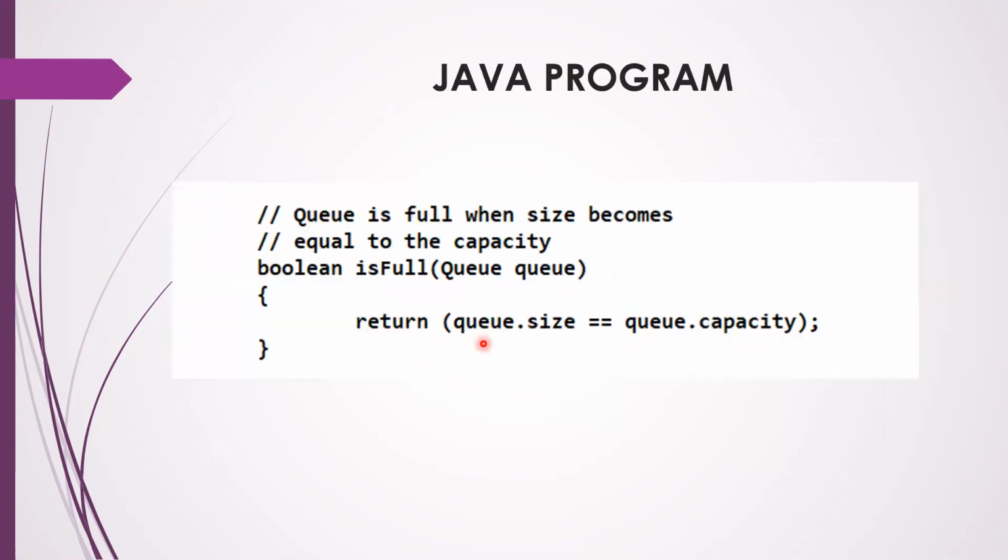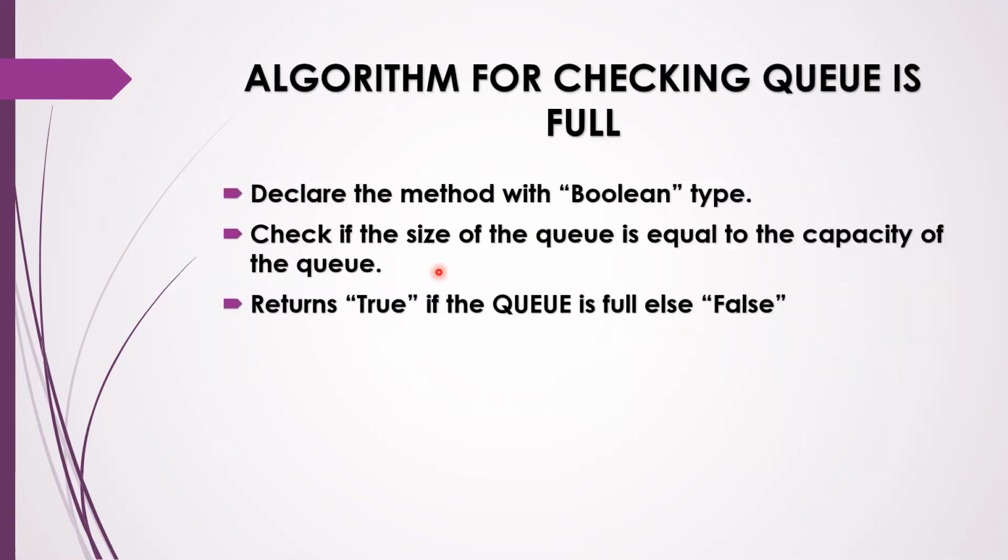So you have to return queue dot size equal to queue dot capacity. So you have to check if the size of the queue is equal to the capacity of the queue. If the size of the queue is equal to the capacity of the queue, then we have to return true. But if the size of the queue is not equal to the capacity of the queue, it is false.